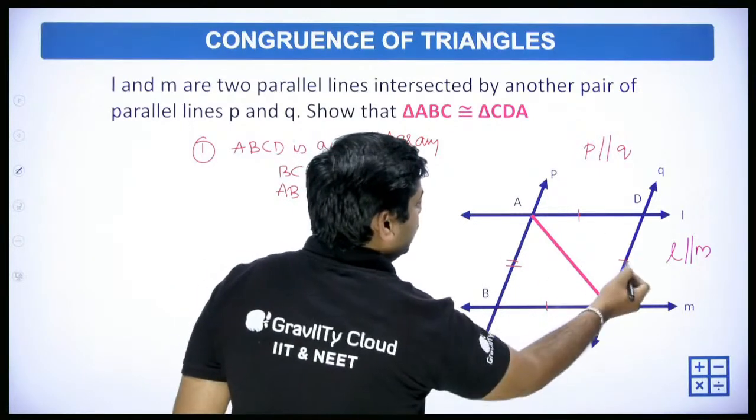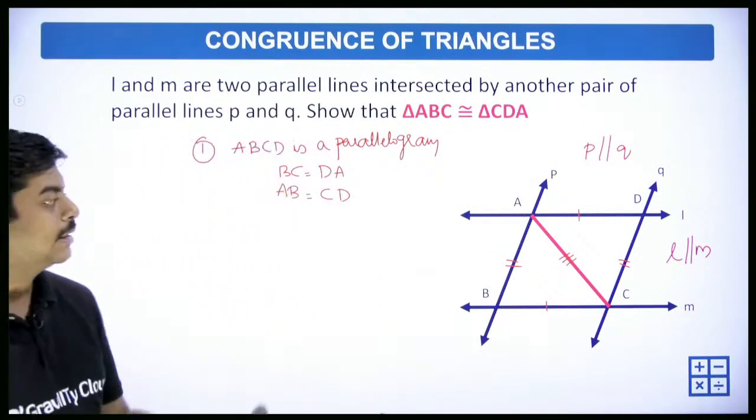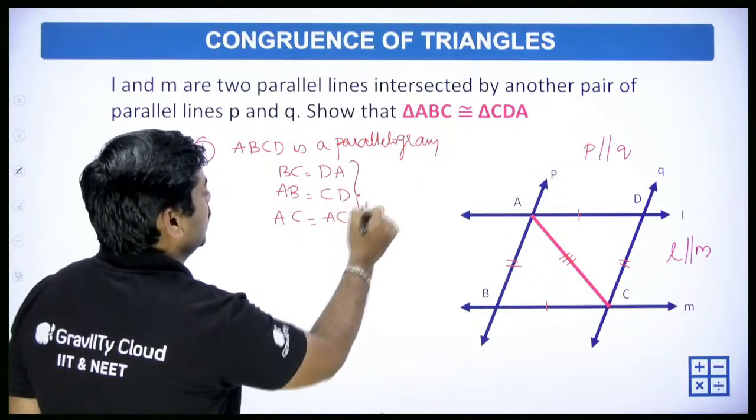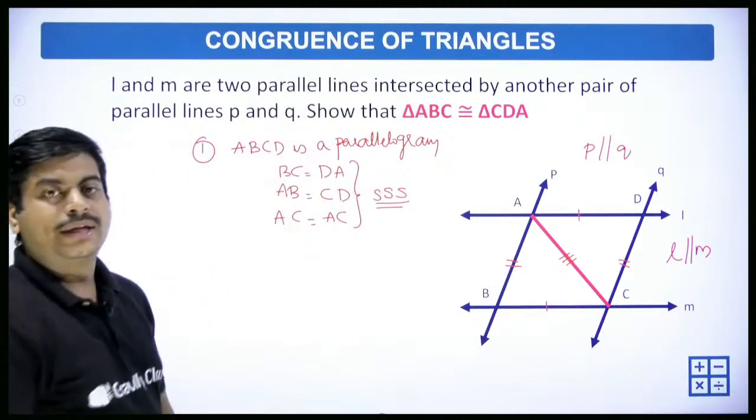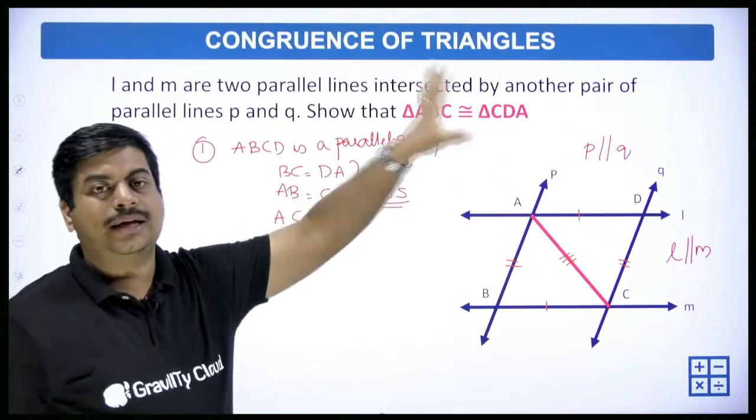This side and this side are equal, and this is the common side for both the triangles, right? So AC is equal to AC. So it is enough to say that using SSS congruency, these two triangles are congruent.